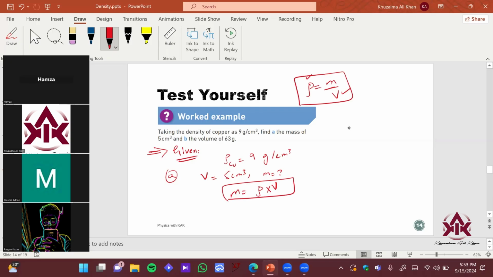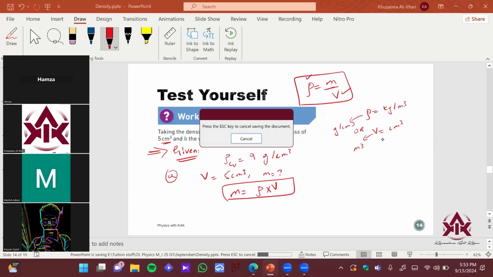Now look here, your density is in gram per centimeter cube, your volume is also in centimeter cube, right? So it means that your mass would be in grams, okay? If the density was given in kilogram per meter cube, and the volume was given in centimeter cube, okay? You would have to either convert this into gram per centimeter cube, or this into meter cube, right? Whenever you're applying the formula, make sure the SI units are the same, okay? Because your answers won't be accurate then. I hope it makes sense.